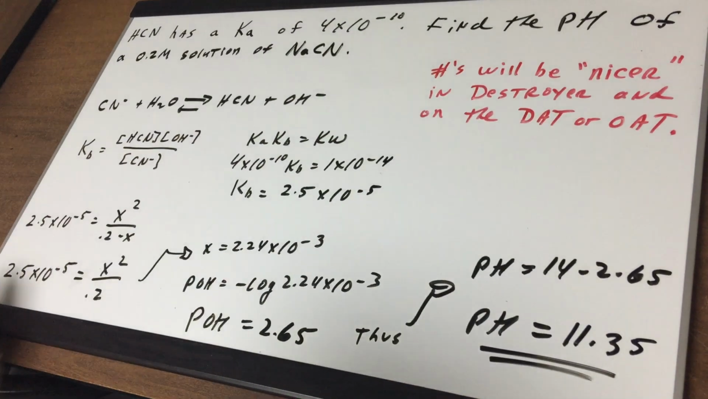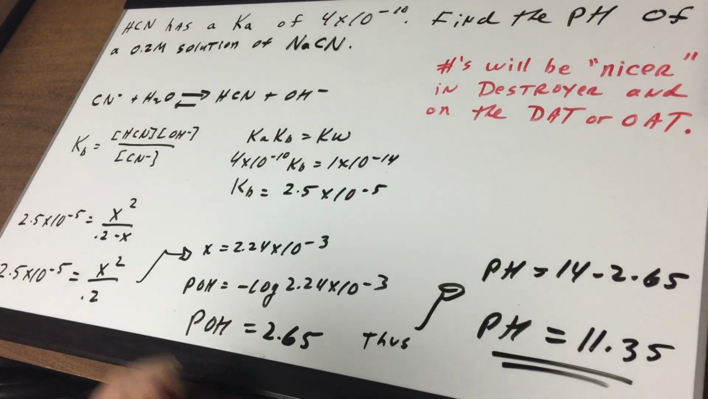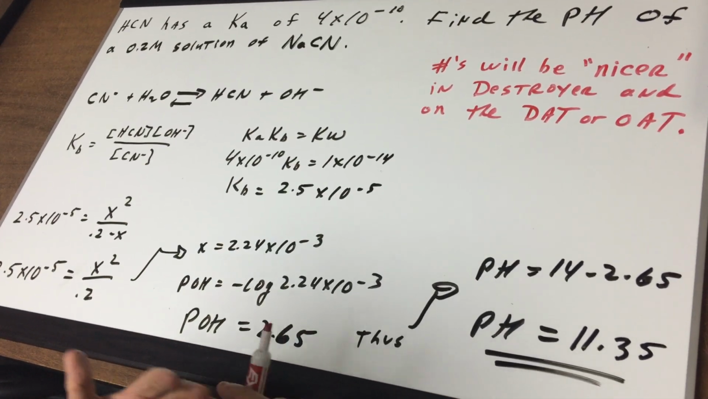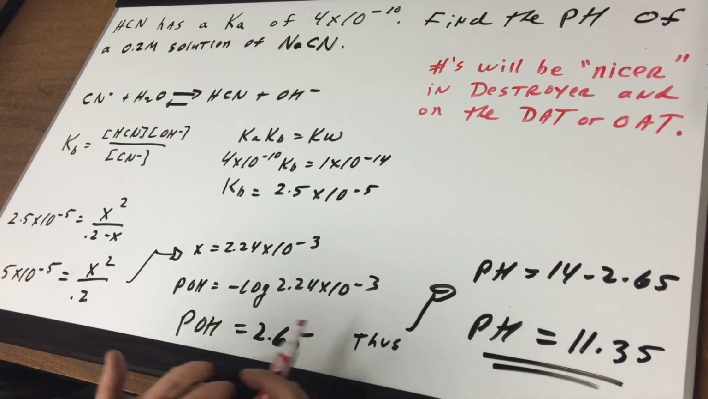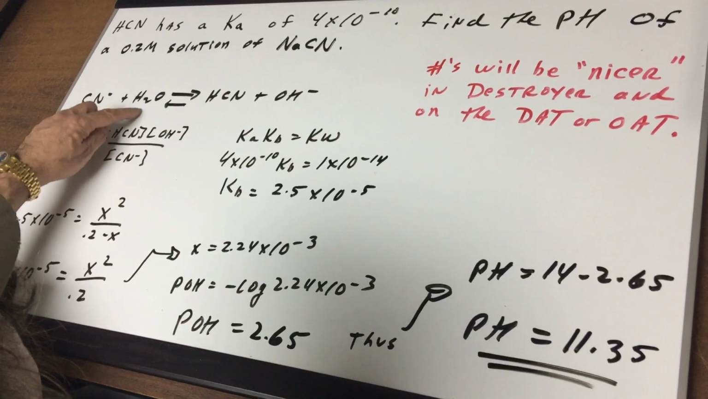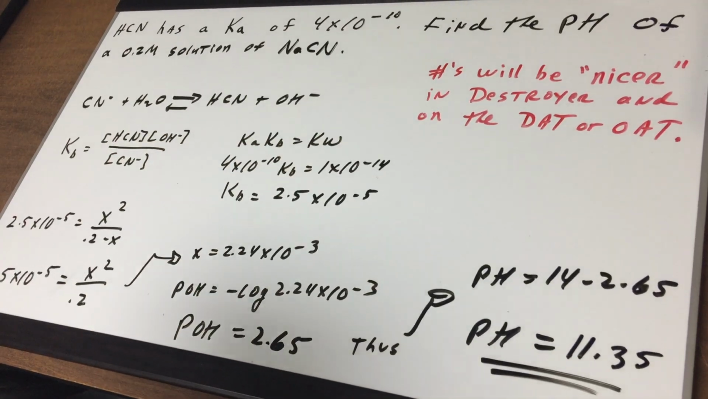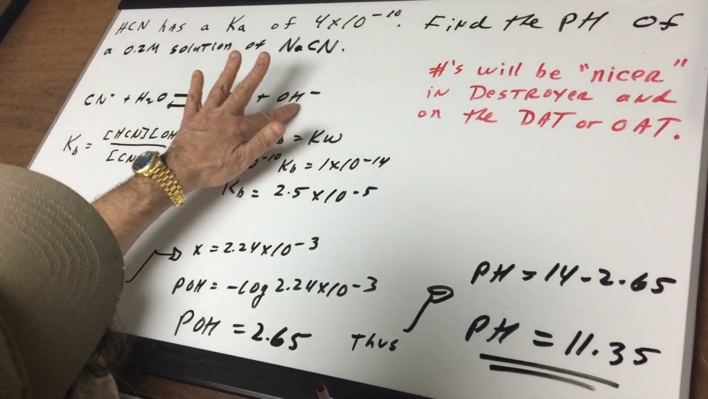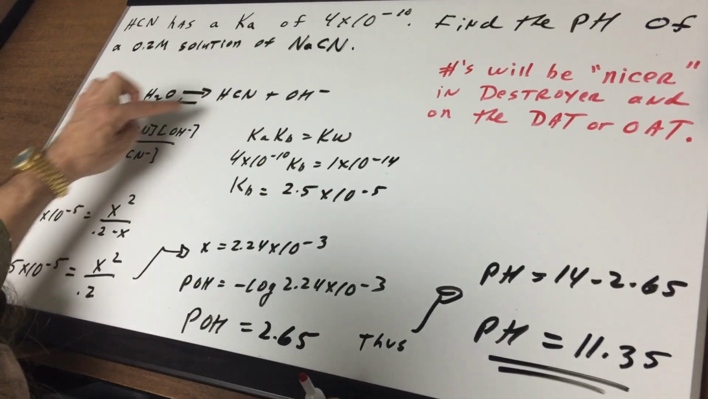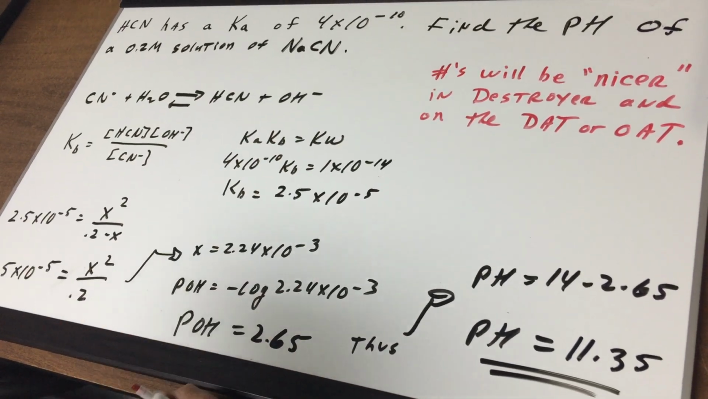The first thing you're going to do is remove the spectator ion from the salt and examine the hydrolysis reaction, meaning what happens when cyanide reacts with water. When cyanide reacts with water, it picks up an H to give HCN, and you're left with OH minus. Because OH minus is given off, you're going to write what's called the Kb expression, which is the products divided by the reactants. The chemistry's over.